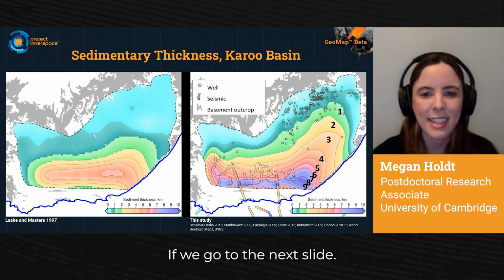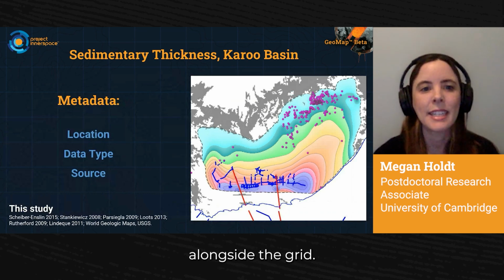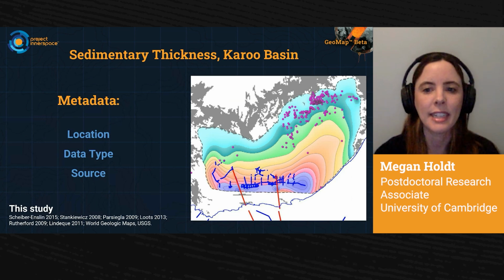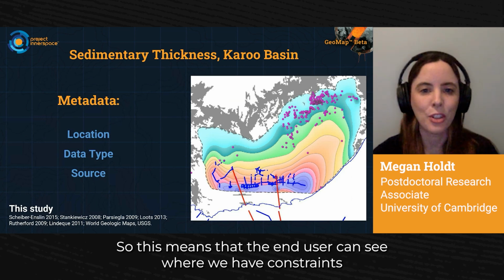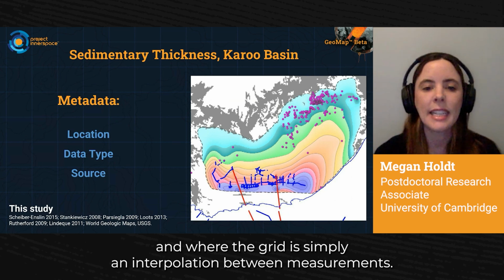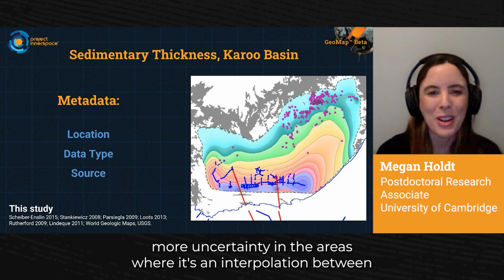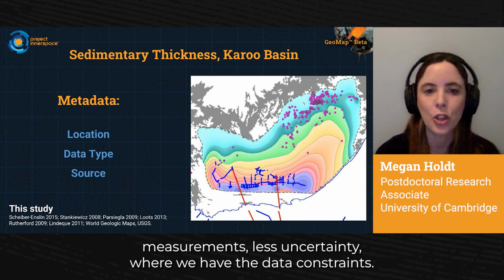If we go to the next slide, the other advantage is that we're also providing metadata alongside the grid. So the first piece of information is we're providing the location of the data. So this means that the end user can see where we have constraints and where the grid is simply an interpolation between measurements. And this is really important because there'll be more uncertainty in the areas where it's an interpolation between measurements and less uncertainty where we have the data constraints.